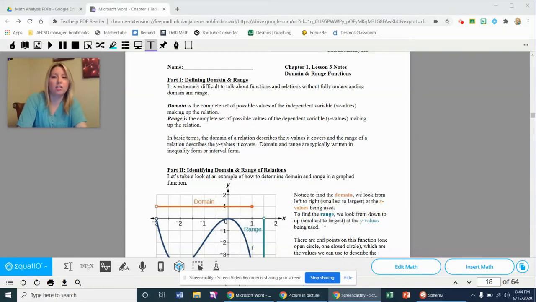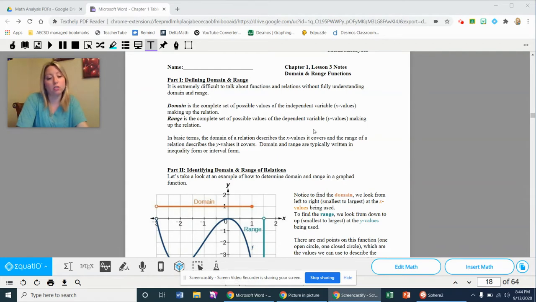Analysis. Here are the notes for chapter 1, lesson 3. So we're going to talk about defining domain and range and identifying domain and range, and then looking at our different functions or relations and making sure we understand and can read domain and range of these functions and relations.